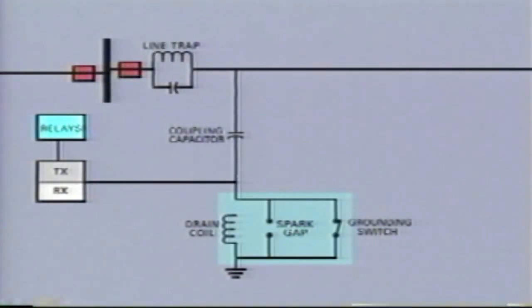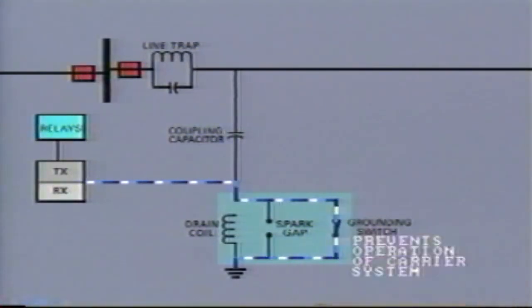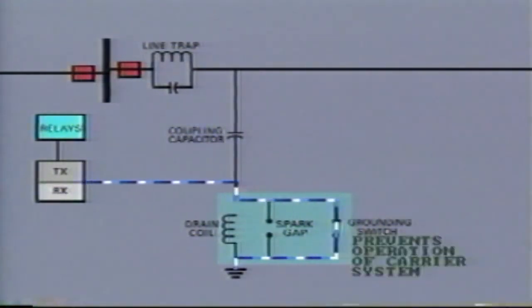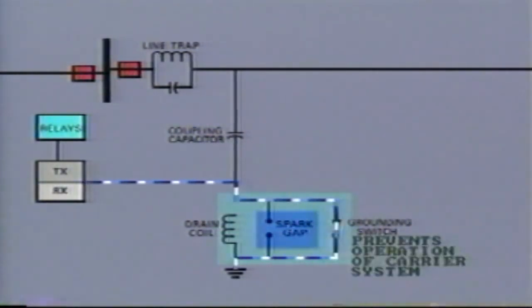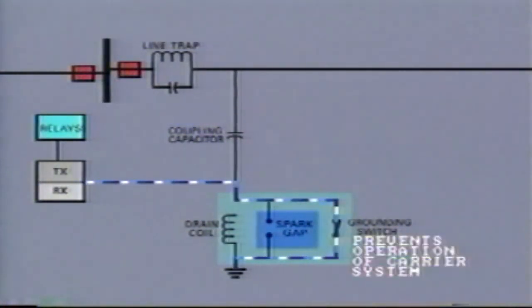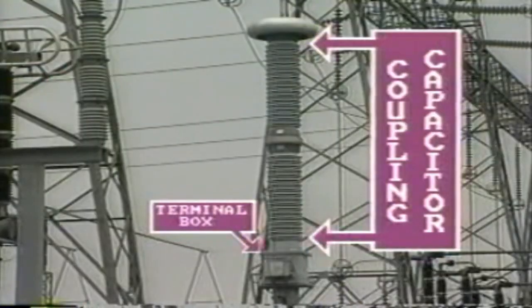and perhaps the gap. The carrier grounding switch connects the signal directly to ground and effectively prevents operation of the carrier system. This could also occur inadvertently due to protective gap failure, such as foreign material bridging the gap. Regular inspection of the carrier accessories is necessary.